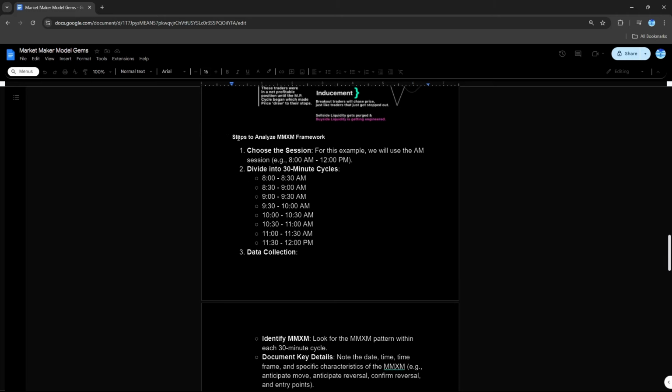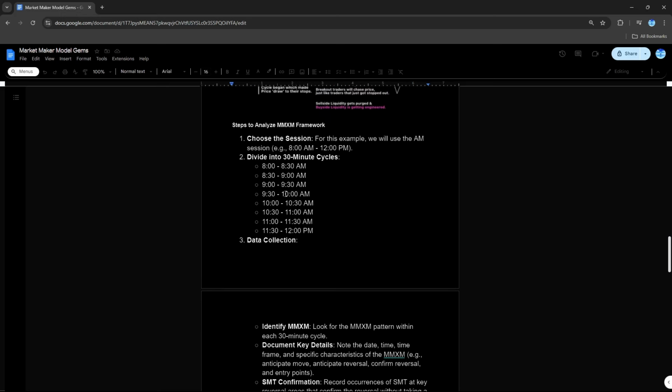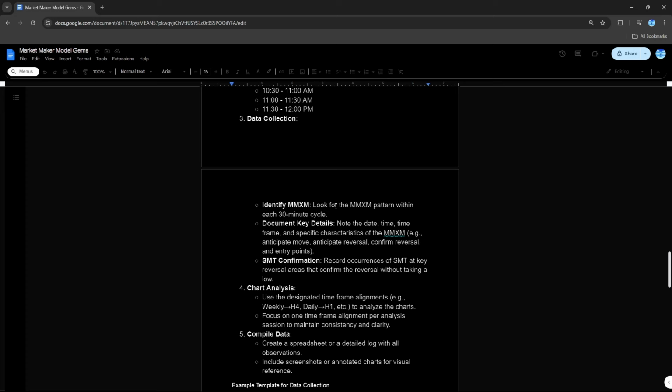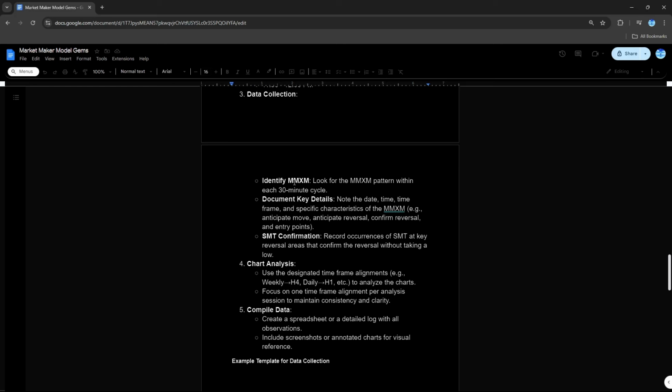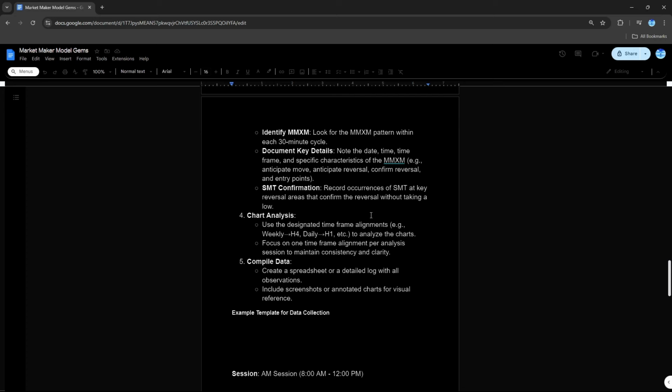Coming in, we have our obvious steps to analyze the MMX framework, dividing them into 30-minute cycles with your AM session. You identify which market maker pattern within each 30-minute cycle or 15-minute cycle. Like I said, guys, it doesn't have to be super stuck on 1 minute. You want to try to align as many time frames as you can to almost get a trade that can't be broken. You want to document your key levels: date, time frame, specific characteristics of the market maker model, and where you can anticipate your move, reversal, and confirm the reversal for entry points.